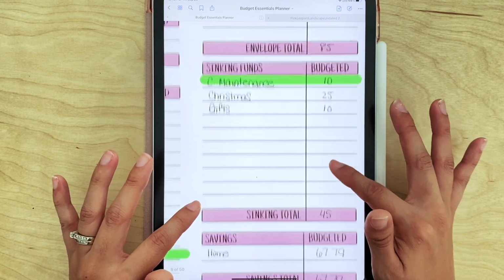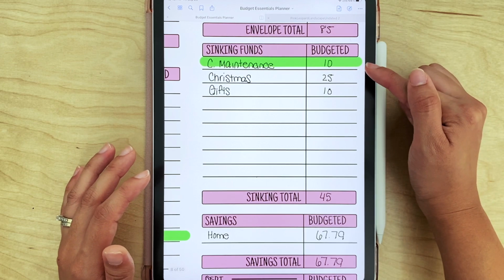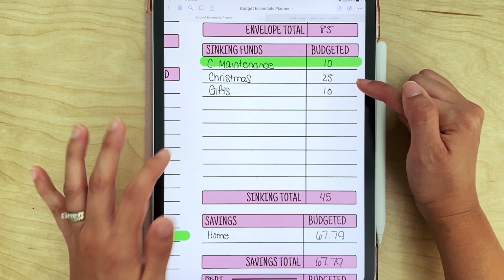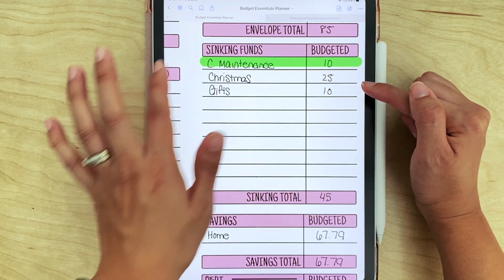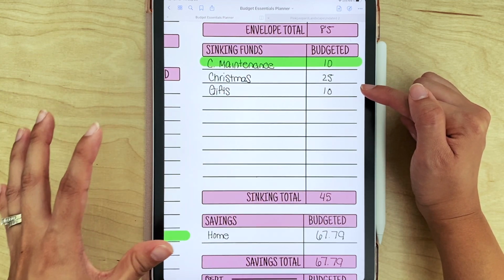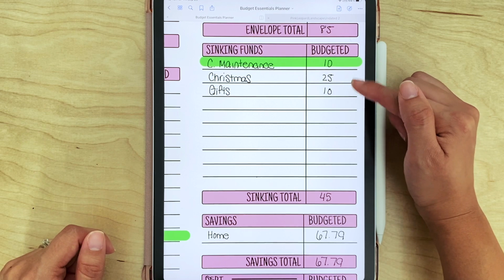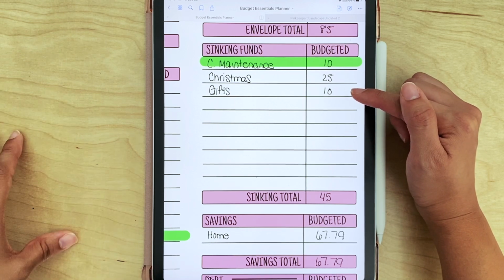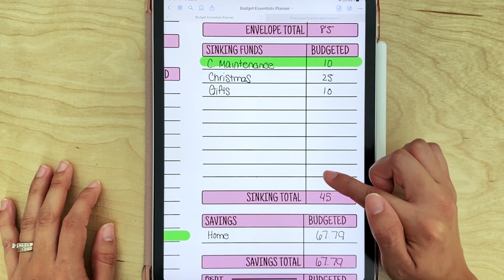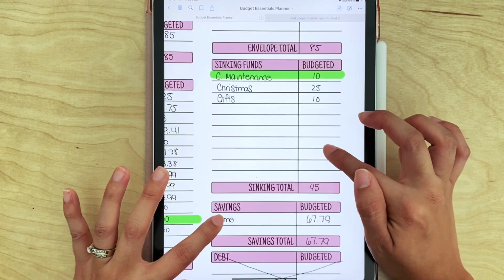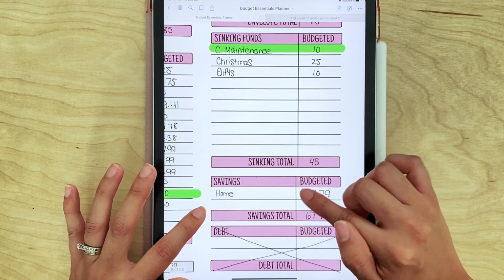So we are going to be setting aside for car maintenance, Christmas, and gifts. Again, the highlight just means that this is an online bank account. I have an online savings for our maintenance account. And then these two are our cash envelopes, so I am withdrawing cash for that. So total sinking funds is $45.